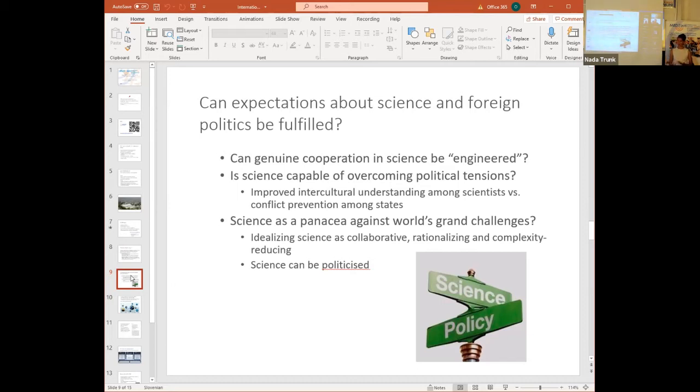So the question of whether science is capable of overcoming political tensions is, I think, a very real one, and science is not proving quite to have that force. There's a difference between improved intercultural understanding among scientists, okay, from different people joining and learning about each other's culture, but it's quite a different thing from having these scientists really impact the relationships between countries.